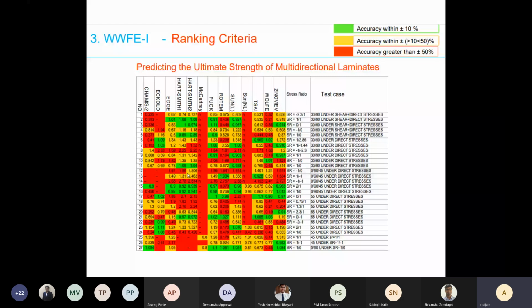And if you look carefully, these numbers that you see are the prediction divided by the actual experimental strength. So if the number is 0.225, it means that if the experimental data is 1, this model predicts 0.225. If you watch carefully, you see that some of the established theories of failure are off by as much as 600%. And there are very few theories of failure, for very few cases, which are within the plus minus 10% that you would like.